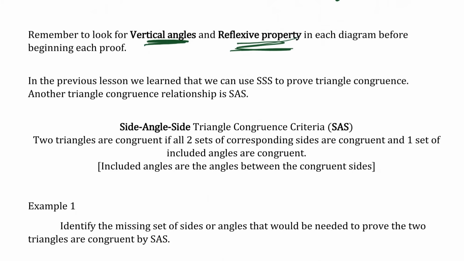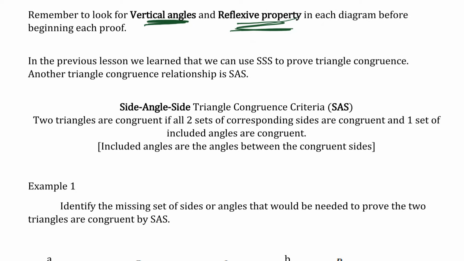So in the previous lesson, we learned that side, side, side is an appropriate way of proving triangle congruence. Well, there are other ones as well. So in today's lesson, we're going to learn about side, angle, side. So now we're finally talking about an angle. This works when two triangles are congruent, and it tells us that there are 2 sets of corresponding sides that are congruent and 1 set of included angles. What I mean by included angles is the angle that's in between the 2 sets of congruent sides.